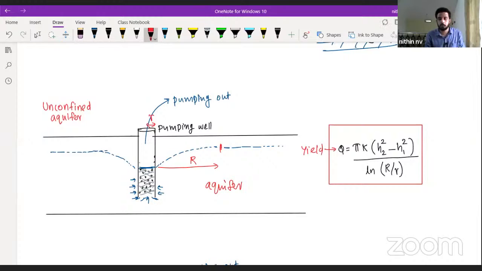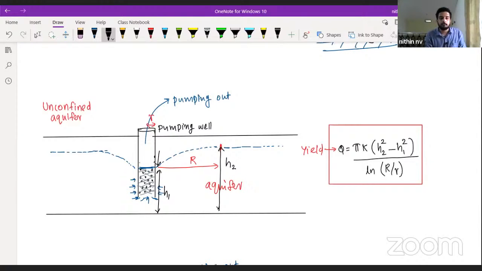Now, what are this H1 and H2? Or simply we can put any notations. This value is our higher value, H2, and this value is our H1. The depression, this much we got the depression. The remaining portion is H1. H2 is nothing but the thickness of the aquifer.